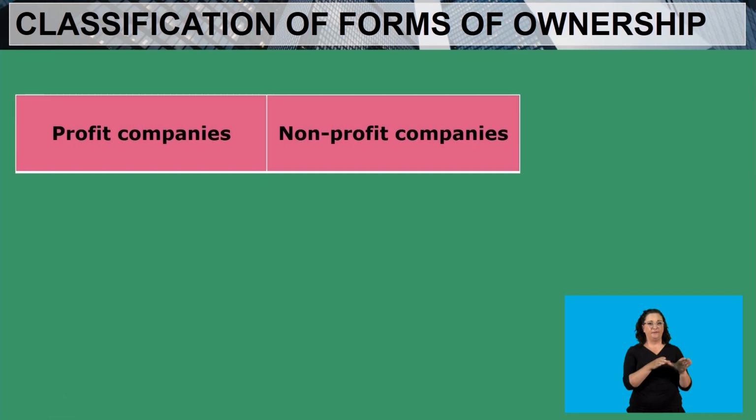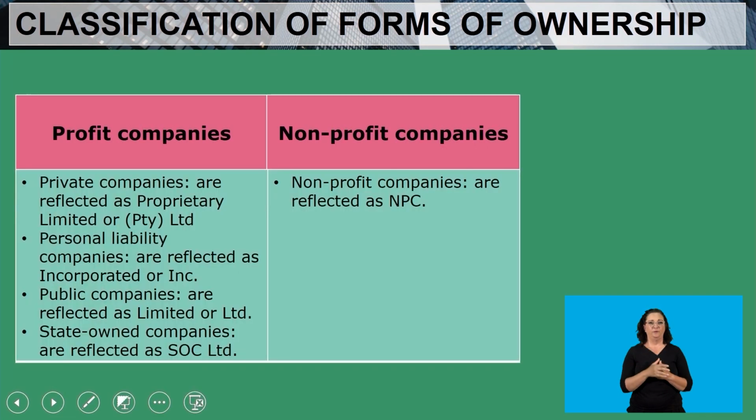Let us move on. Now, we are looking at the classification of forms of ownership. So we'll classify them according to profit companies and non-profit companies so that you would understand which of the forms of ownership fall under the profit companies and which forms of ownership fall under the non-profit companies.